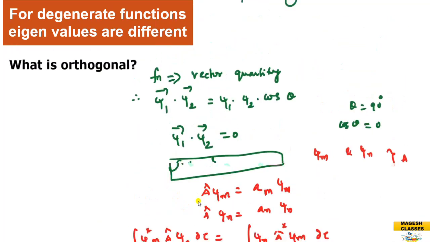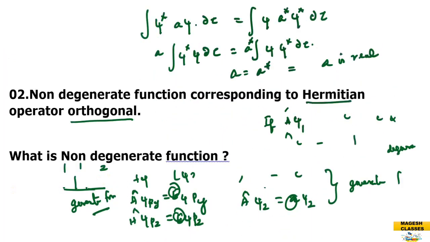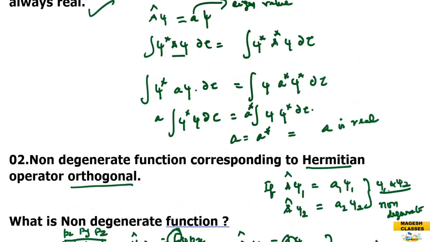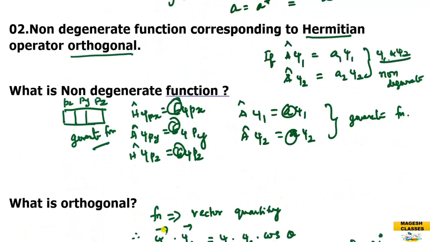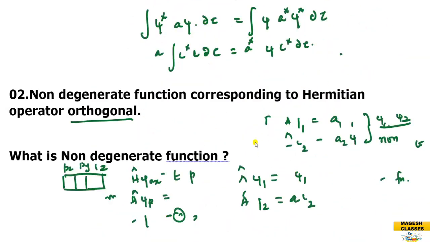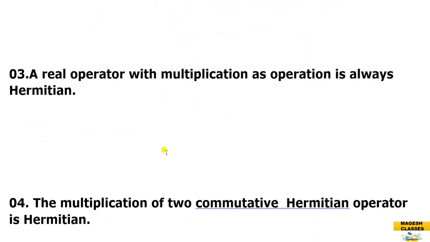So what is the second property? The non-degenerate wave functions corresponding to a Hermitian operator are orthogonal. So what is a non-degenerate function? We have to know. Then what is the condition for orthogonality? So non-degenerate functions corresponding to Hermitian operators are orthogonal.